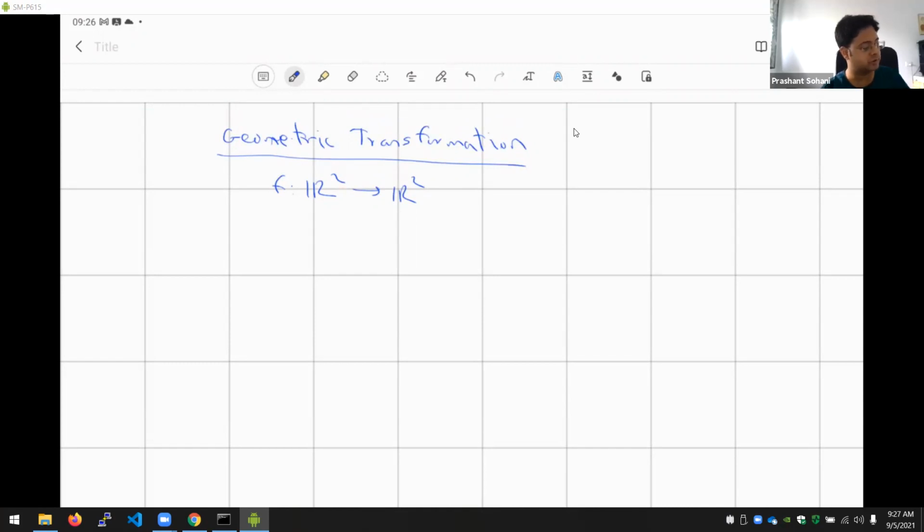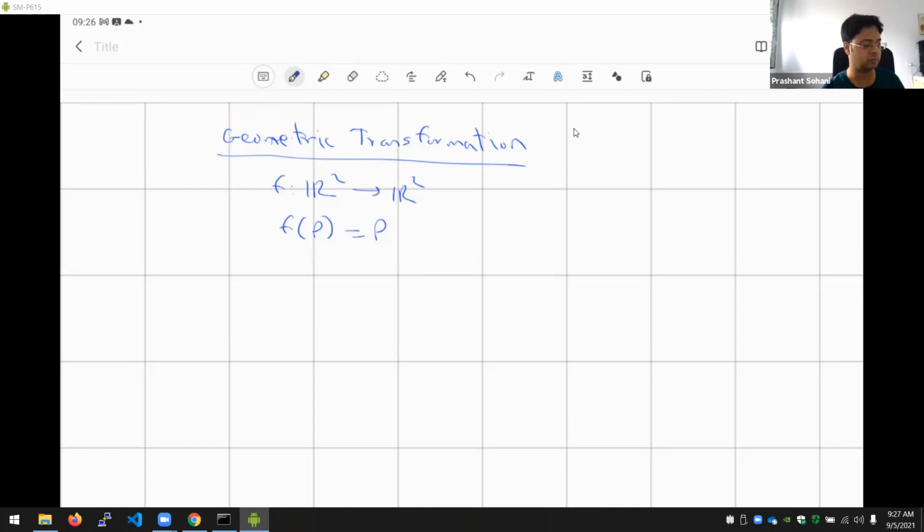So the most boring function could be an identity function, which keeps every point fixed. It doesn't do anything at all. Every point is exactly where it was earlier. But there is a whole family of functions that we can study, and that is where we are going to get into the topic later on.